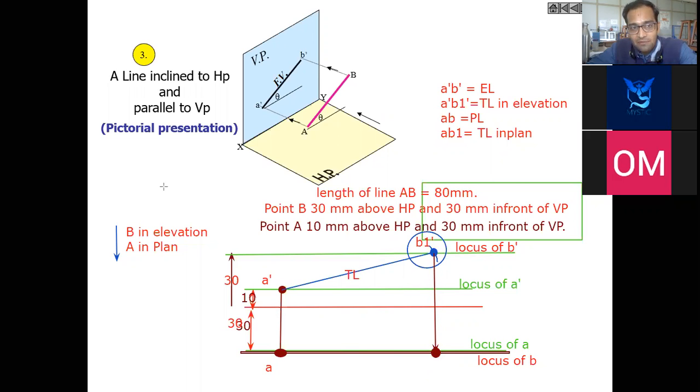So what is going to happen? This is going to represent the plan length, and the point over here is going to be called B. What is AB? AB is representing the plan length. देखिए यहाँ पे AB is representing the plan length. A dash B1 dash is representing the true length in elevation. So this is going to be the plan length. Measure it and try to mention that data.